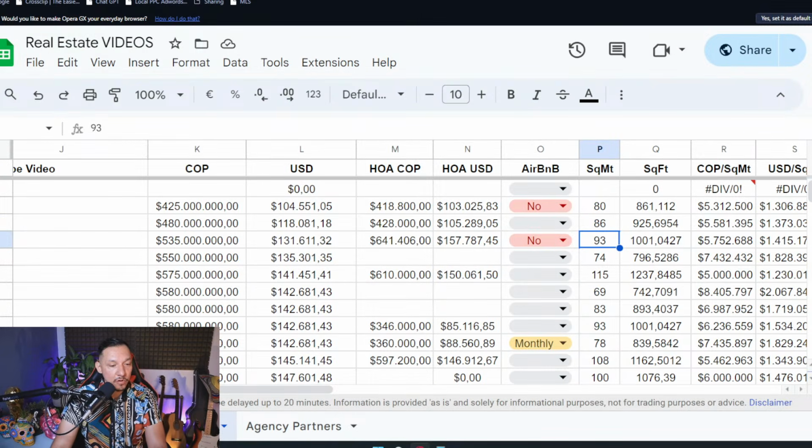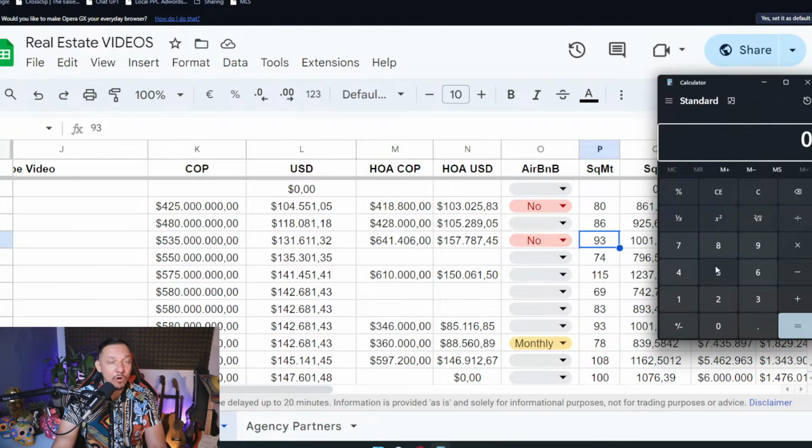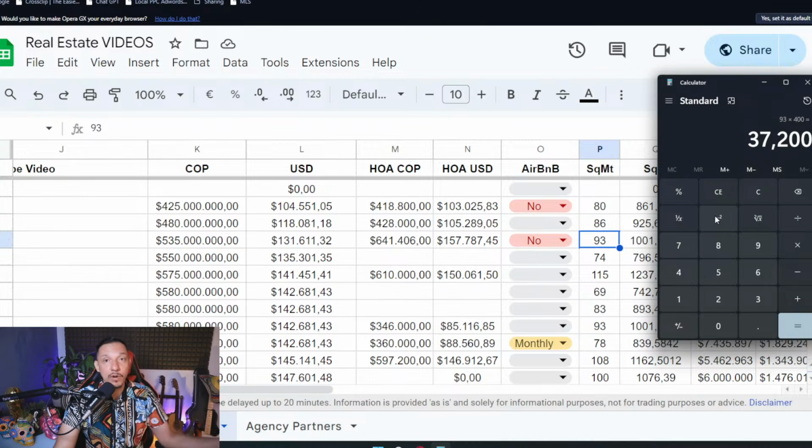So 93 square meters multiplied by $400. You're talking about a rehab cost to make it look like that, make it look high end, of about $37,000, and that includes the gutting of everything and putting up new floors, doing the kitchen, everything. It's going to be about $40,000.